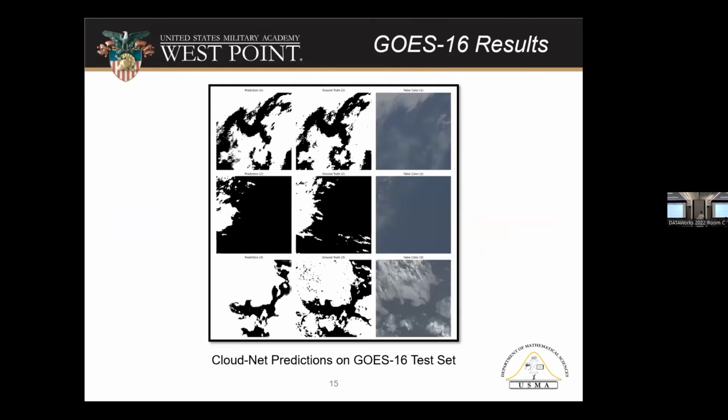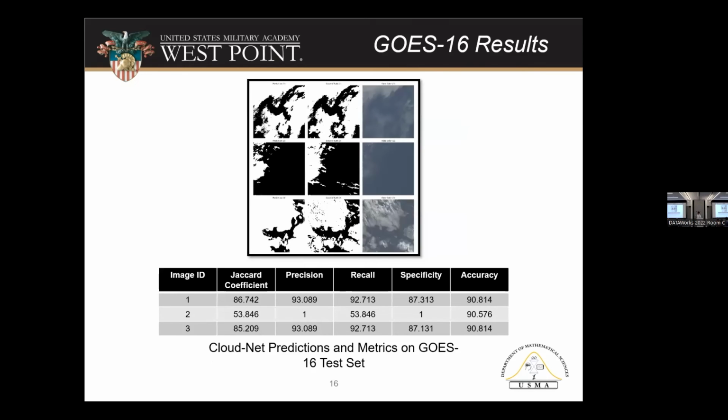And how good? Here are some examples of how the CloudNet operated on the GOES-16. As you can see, on the left, we have our predictions. The middle is the ground truth, and the right is what is shown to the human eye. So this is really close to being quite accurate. And how accurate? Here are the metrics for these specific images. They all have high accuracy results, but some of them have low Jaccard coefficients. This is why we're relying on the Jaccard coefficient, because we really want to see what is similar between the 2 images, the ground truth and the prediction.